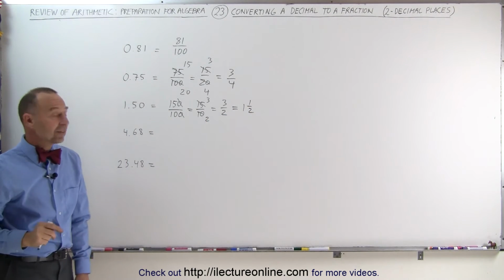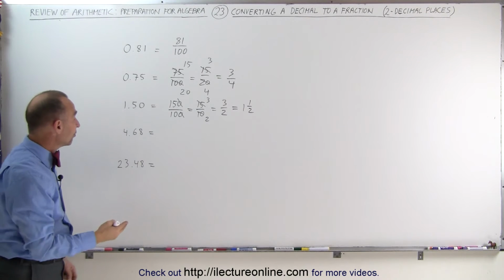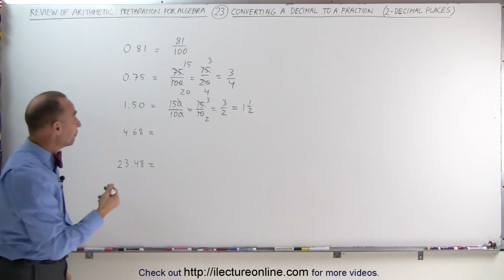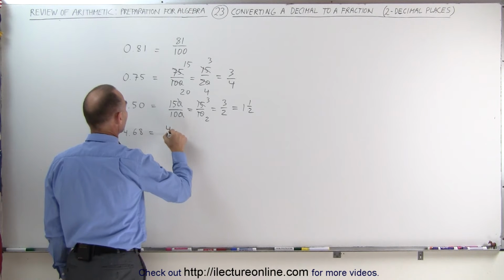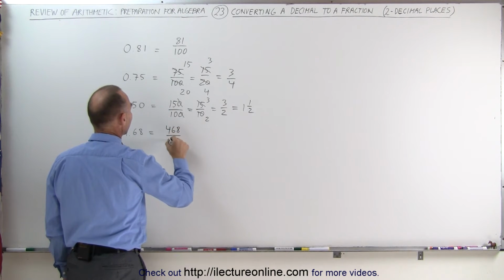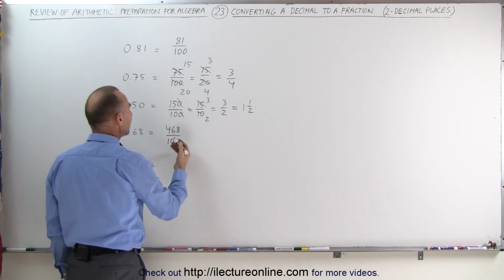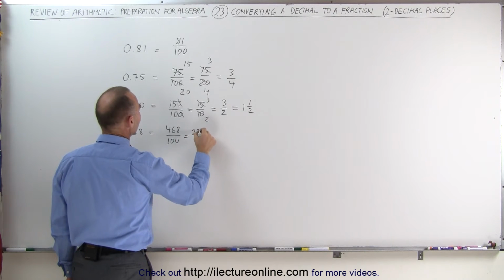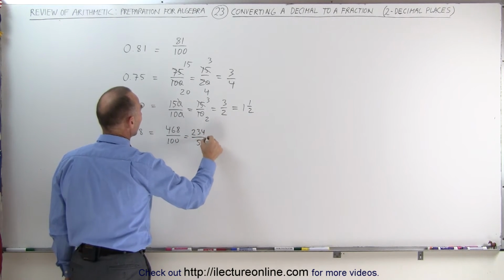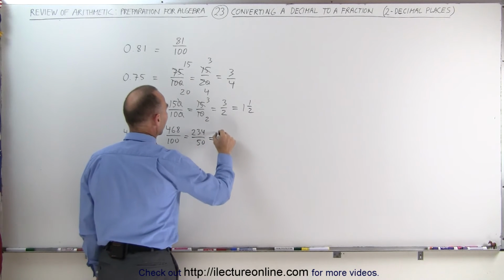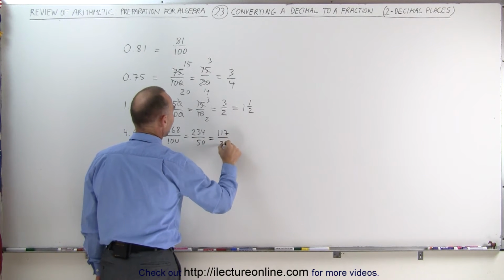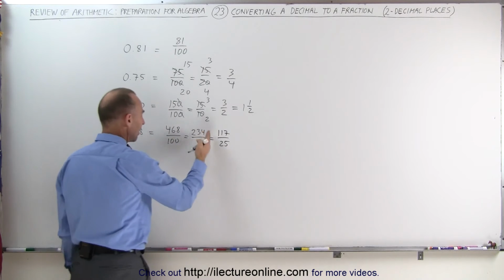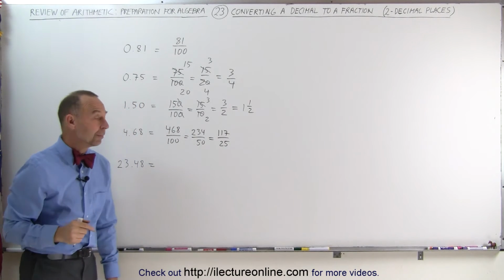Same with 4.68. We can convert that to a fraction simply by removing the decimal point and dividing by 100. This can be written as 468 divided by 100. They're even, so we can divide by 2. This can be written as 234 divided by 50, which can be written as 117 divided by 25, simply by dividing the numerator and the denominator by 2.